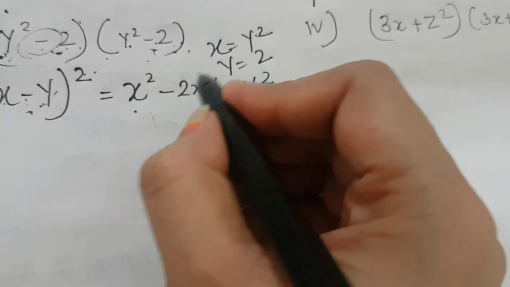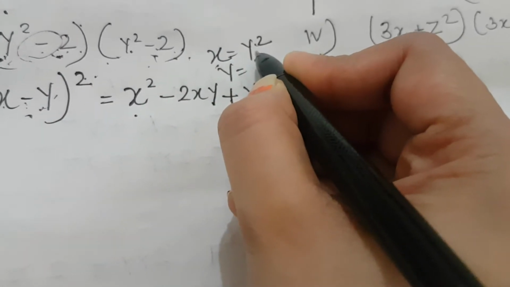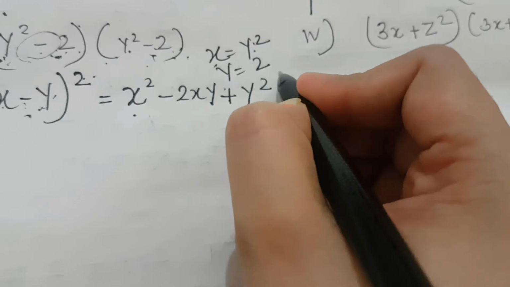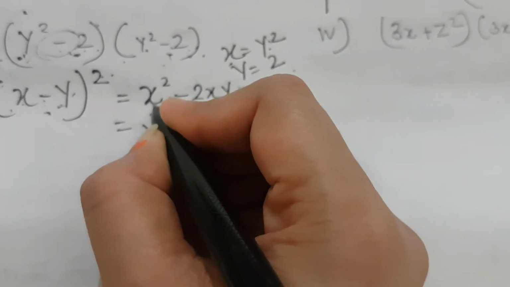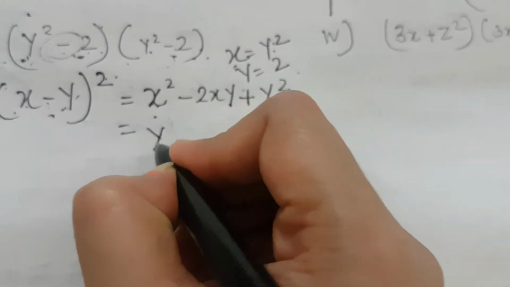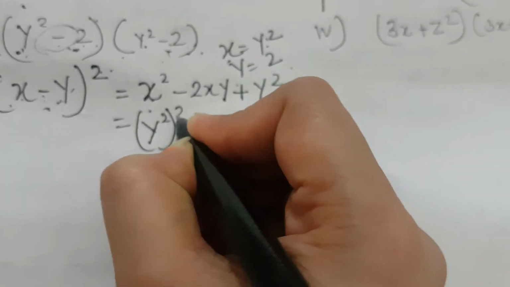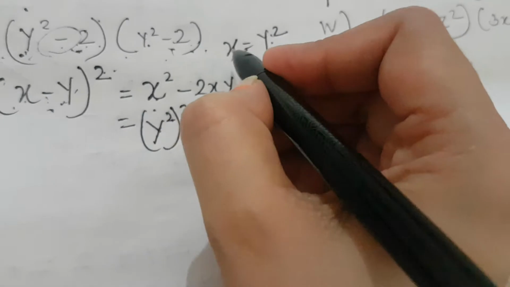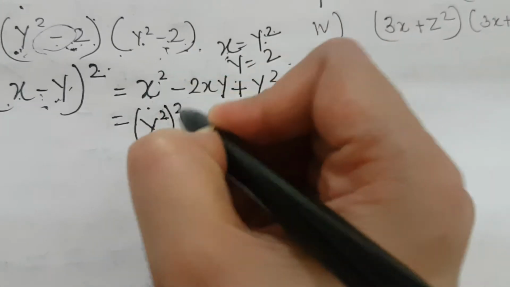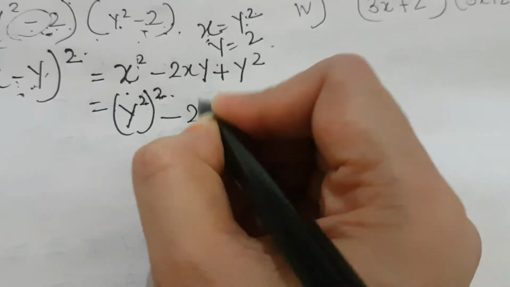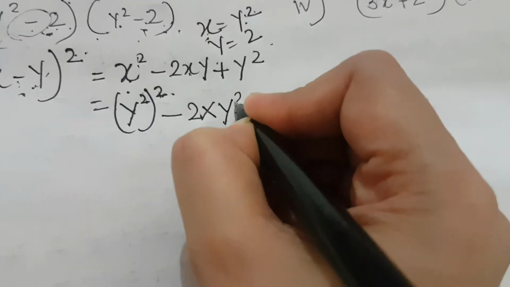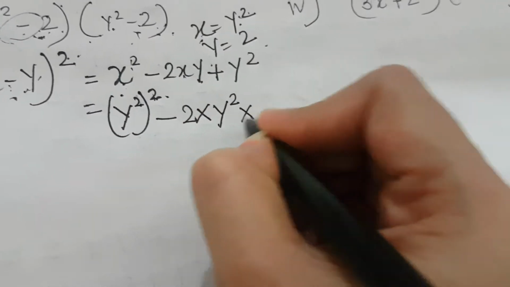Fine. So in place of x what you have to keep? y square, and in place of y 2. So x is equal to y square, not x square. x is equal to y square whole square. This square is the value of x and this square is there in the identity. Minus 2 into what is the value of x? y square. And what is the value of y?